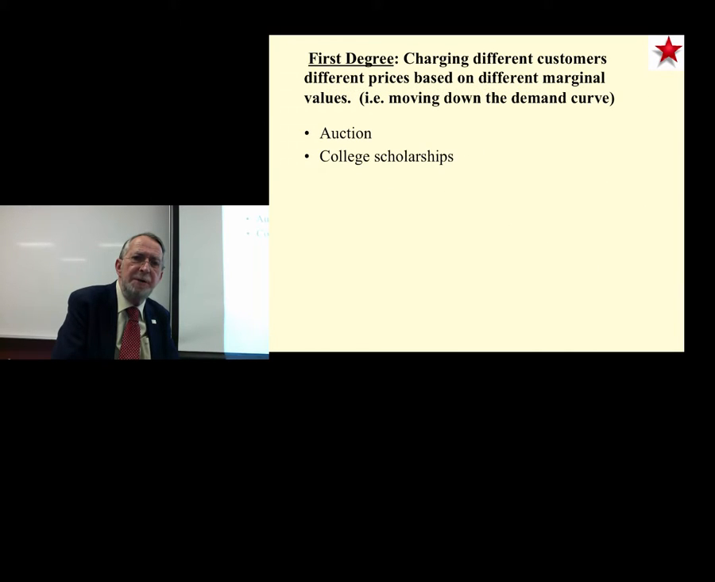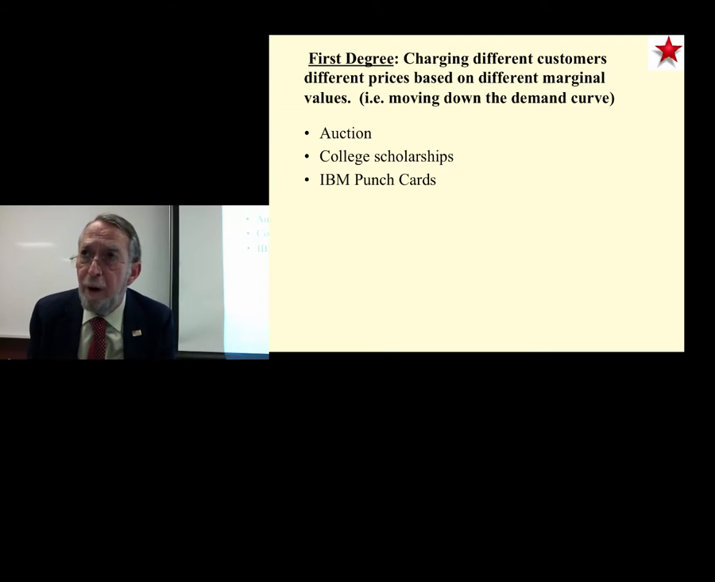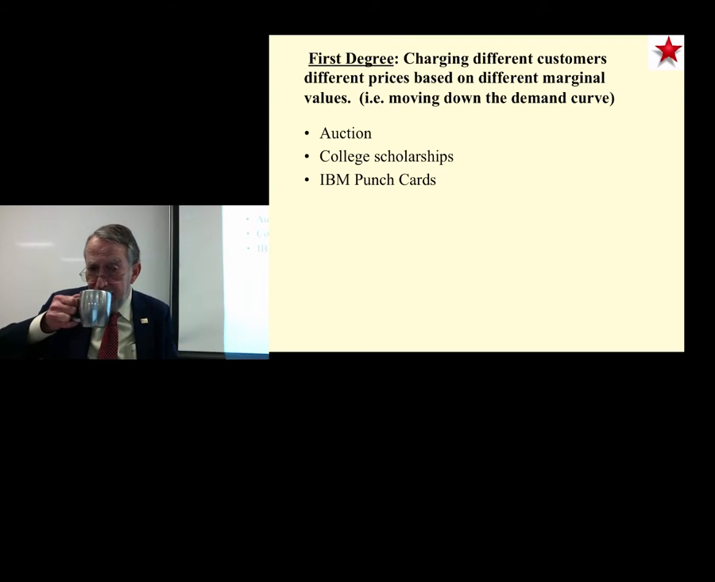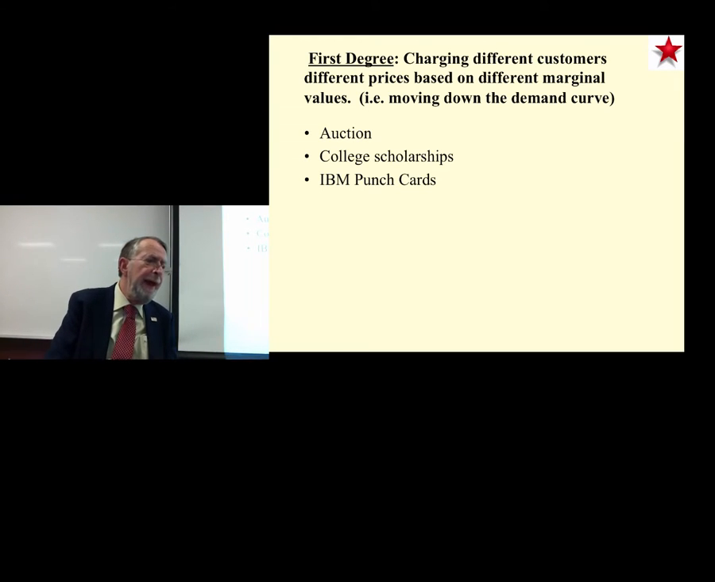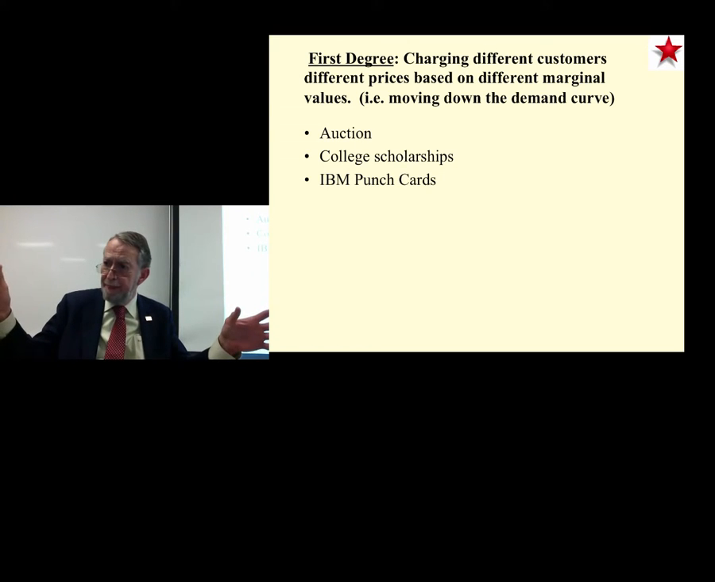So auctions, college scholarships, and then there's a series of examples that I want to go through that demonstrate how firms can engage in this process. IBM was the first company to provide computer services to businesses. And the computers were like a 10 by 10 area, and it had to be raised up off the floor so that you could get the wiring underneath it.